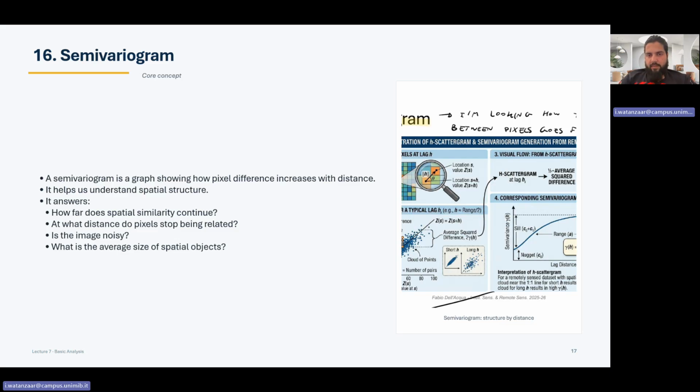A semivariogram is nothing but a graph of the semivariance. We are making a graph where we are locating the exact data. A semivariogram is a graph showing how pixel difference increases with distance. Exactly, we are discussing these things.